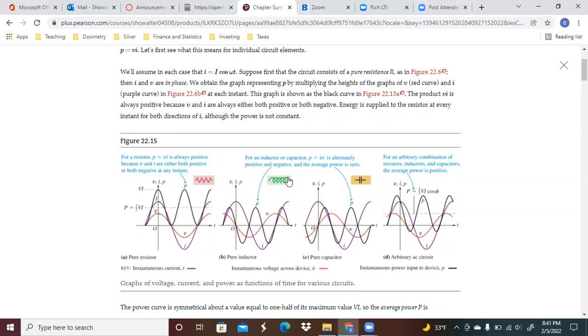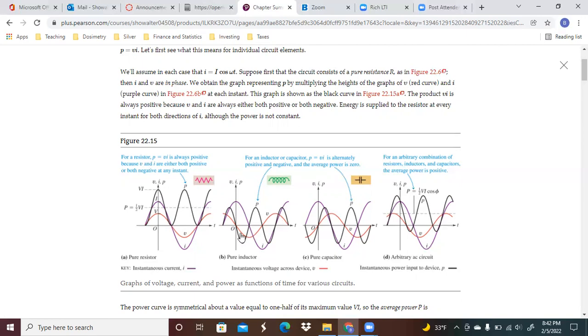Things change when we start looking at inductors or capacitors. Again, this relationship is going to be the same, but it's also going to be alternately positive and negative. And the average power here is going to be 0. So here you've got at the origin here, you've got V and I again. For a pure inductor, you've got V and I with their relationships as they go through. Again, they're not peaking and valleying at the same time. They're out of phase with each other.